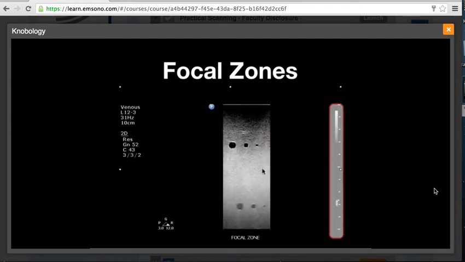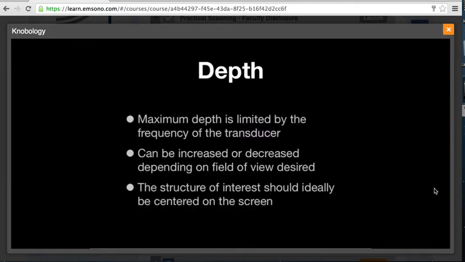Here's an image here obtained on a Phantom where you can see the effect of moving the focal zone up and down. You can see how that affects image resolution at the different levels. The resolution is going to be best when the target structure is aligned with the focal zone. Overall, remember, the depth is going to be limited by the frequency of the transducer, but you have the ability to increase or decrease the field of depth within that range depending on the view you desire.